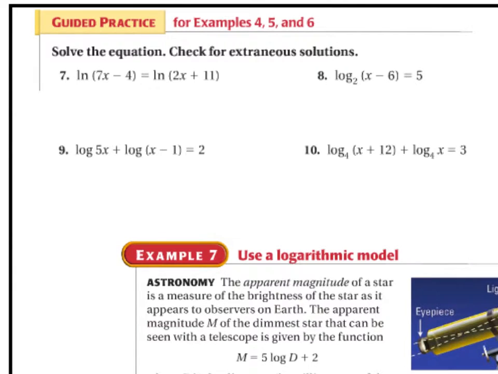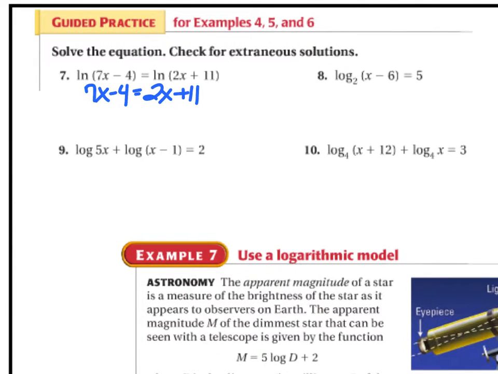So looking at problem number 7, you're going to use your equality property on this one. It's that method 1 for solving logs. Because I have log base e on both sides, you can assume then that 7x, the argument on the left side, must equal the argument on the right side.